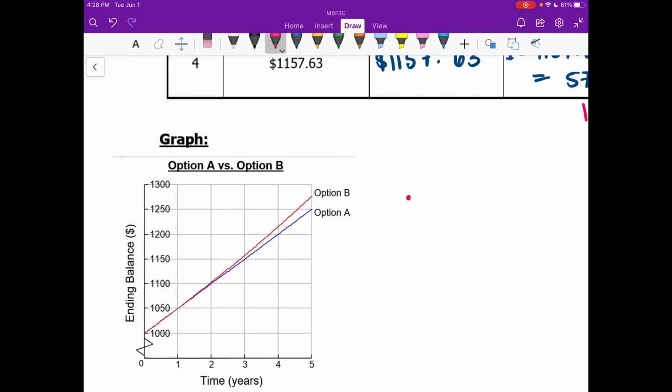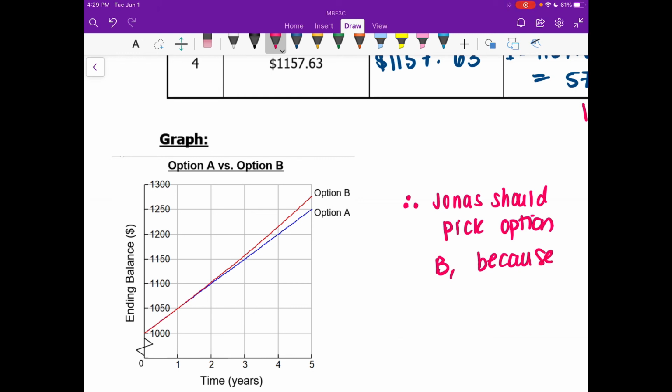So I would say, therefore, Jonas should pick option B because he'll earn more interest. And obviously, even if it's $15 more, you're going to want that one for the same amount of money. Why would you not?